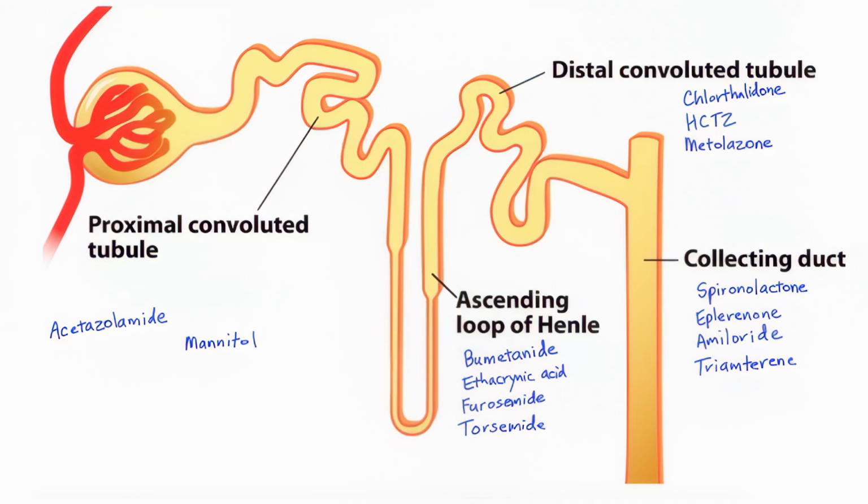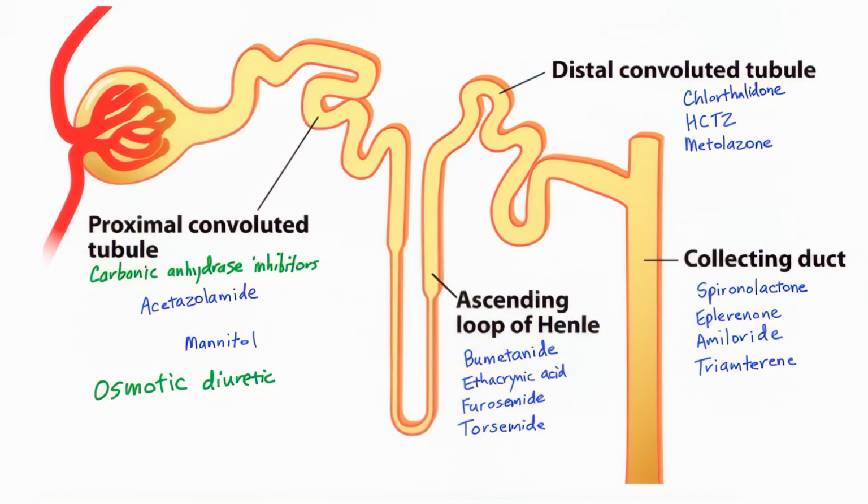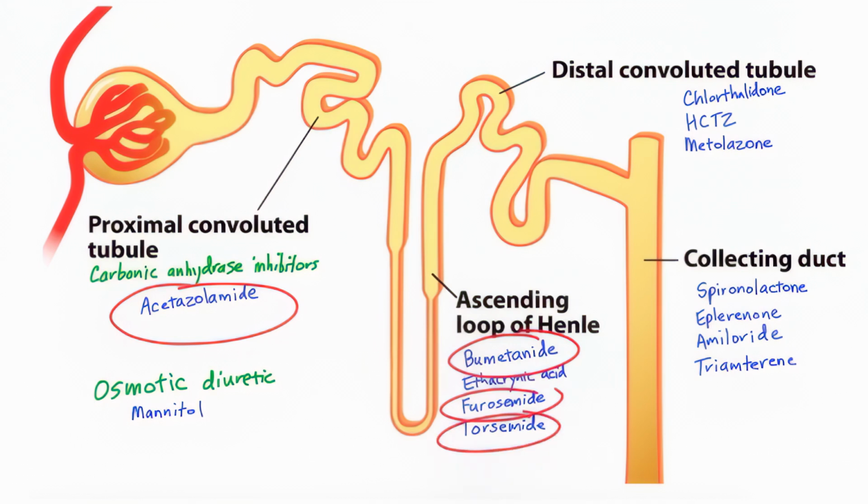And then we're back to the proximal convoluted tubule. In the proximal convoluted tubule, we have two different types of diuretics that work here. We have the carbonic anhydrase inhibitors, and we have the osmotic diuretics. So which one is which? Well, the carbonic anhydrase inhibitor is acetazolamide, and then the osmotic diuretic is mannitol. Now let's go ahead and circle all the different diuretics that are sulfa drugs. So our sulfa drugs include acetazolamide, 3 of our 4 loop diuretics, and then all of the thiazides are sulfa drugs.